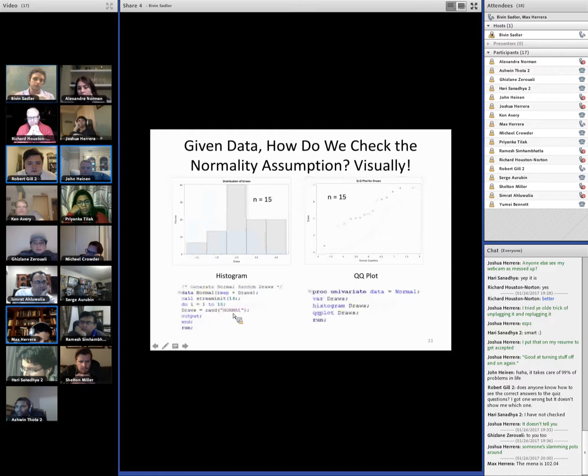Okay, how about this one? This one I pulled from a normal distribution, but I only pulled 15. Does that look normal? Not really, but I only pulled 15. And the QQ plot kind of looks like this. But I know that it came from a normal distribution.